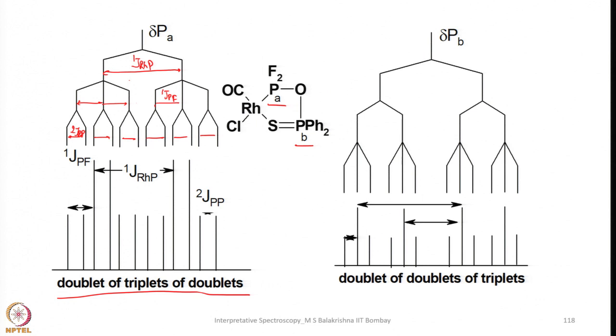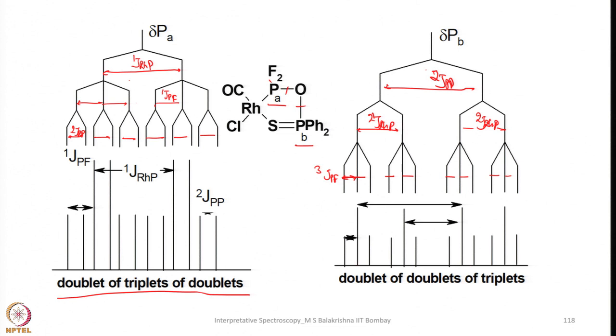Now let's look into PB. First it will couple with phosphorus, because that 2J phosphorus to phosphorus coupling is a little larger. It couples with 2J PP, and then each line will be split by rhodium, which is two bonds apart. This is also a 2J rhodium-phosphorus coupling. Now, the two fluorine atoms are three bonds apart, so they are also likely to show some long range, three bond coupling. Each line will be split into a triplet due to the presence of two equivalent fluorine atoms. This spacing is the 3J PF coupling. So basically what we have is a doublet of doublets of triplets, and this is how the spectrum would look.